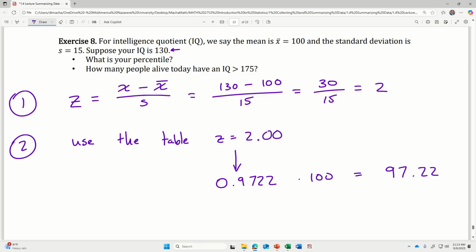If you took an IQ test and your IQ test came back as 130, that means you're smarter than 97.72% of the population, but you're dumber than 2.28% of the population, right? That's how you interpret that.